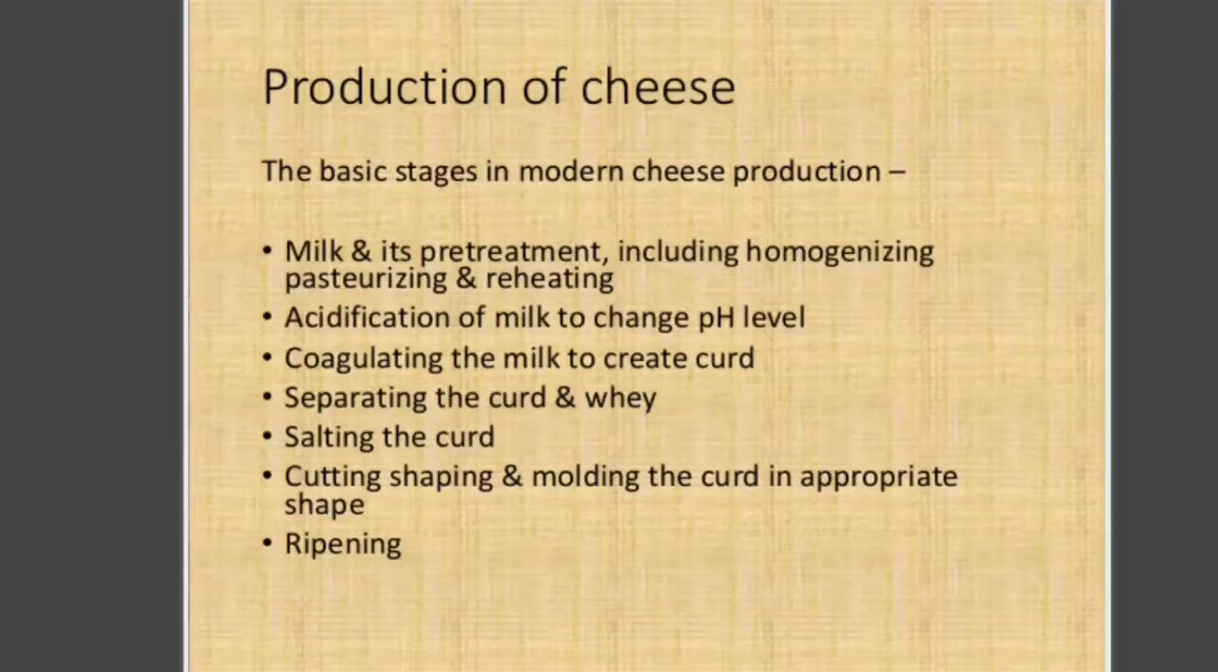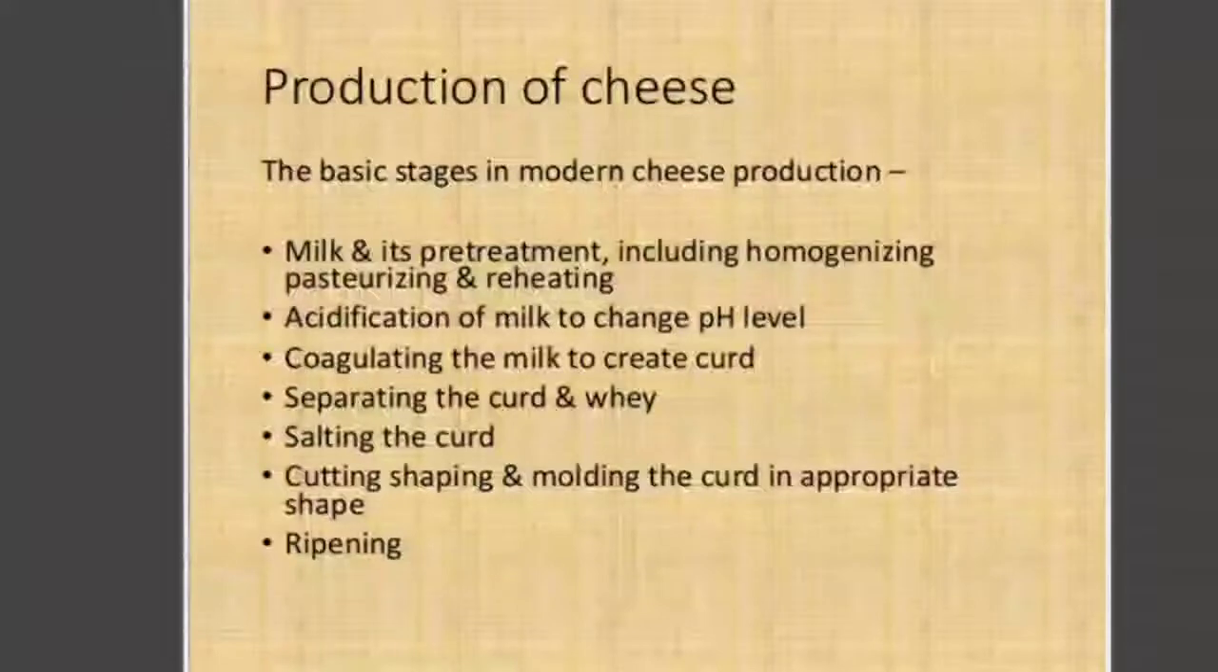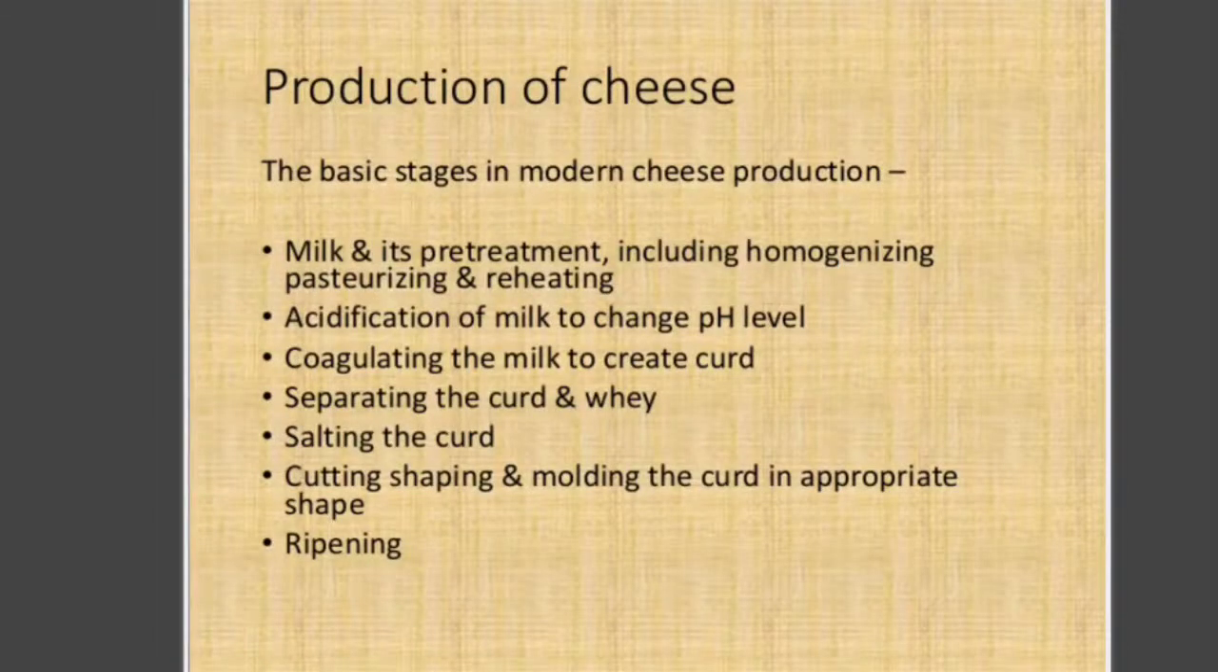Here is the production of cheese, the basic stages in modern cheese production. Milk and its pre-treatment, including homogenizing, pasteurizing and reheating, acidification of milk to change the pH level, coagulating the milk to create curd, separating the curd and whey, salting the curd, cutting, shaping and molding the curd in the appropriate shape, then ripening.